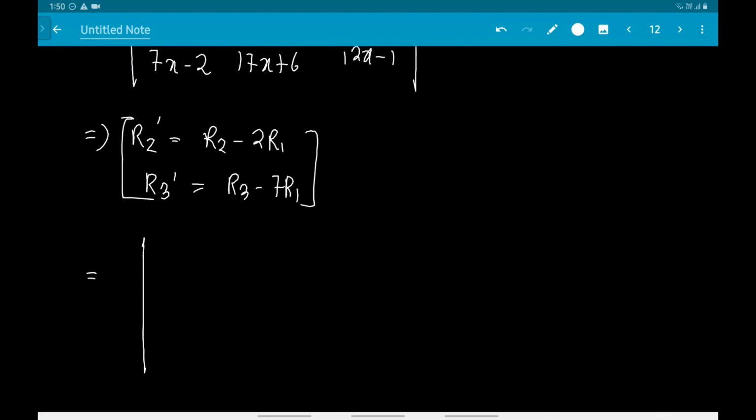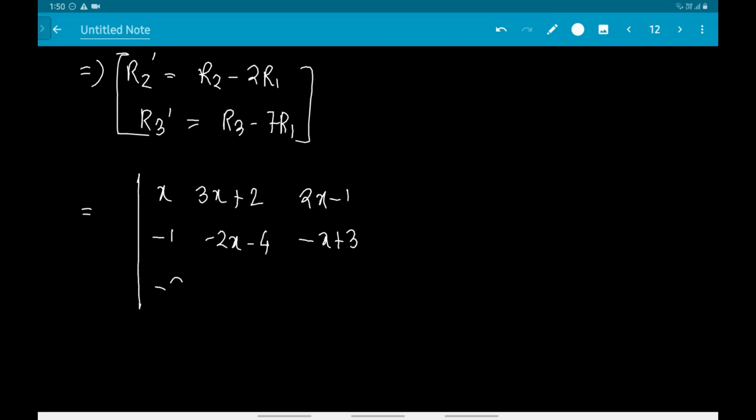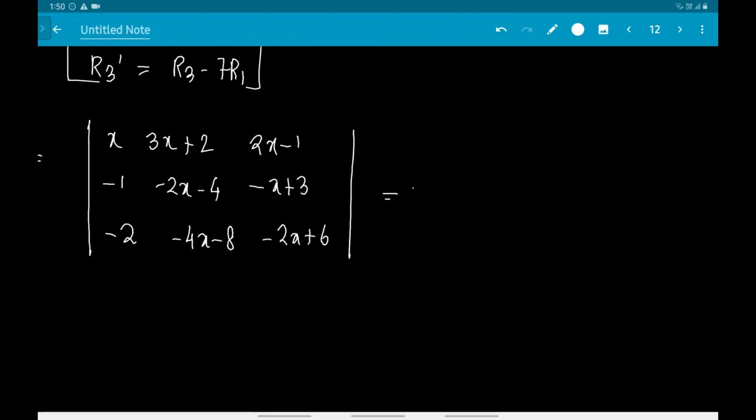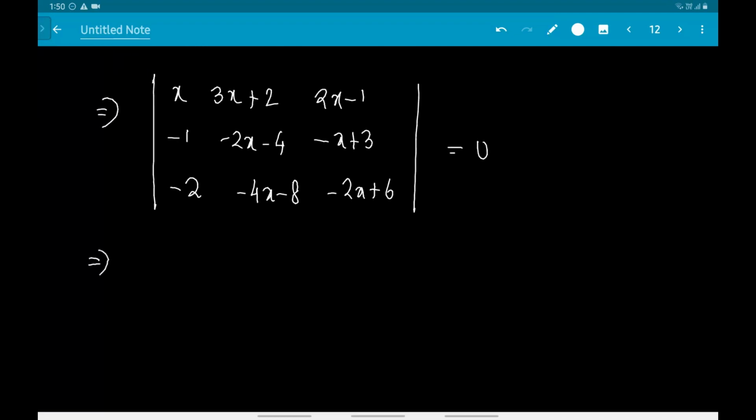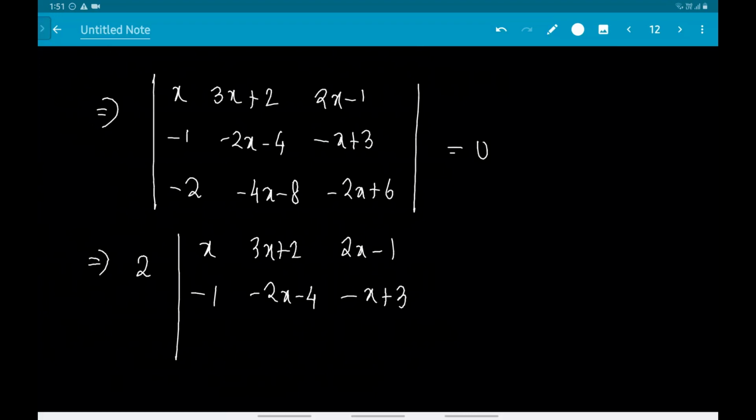So by doing this operation we will get the first row x, 3x plus 2, 2x minus 1. Here we will get minus 1, minus 2x minus 4, minus x plus 3. Here we will get minus 2, minus 4x minus 8, minus 2x plus 6, is equal to 0. In the next step we can take a common factor from the third row. So it is x, 3x plus 2, 2x minus 1; minus 1, minus 2x minus 4, minus x plus 3; and here it is also minus 1, minus 2x minus 4, minus x plus 3.